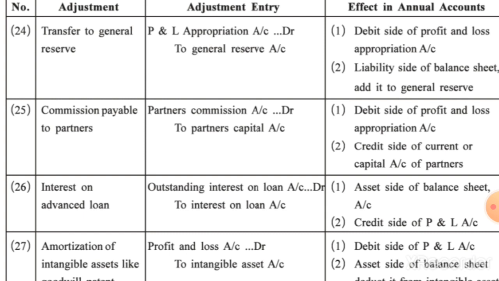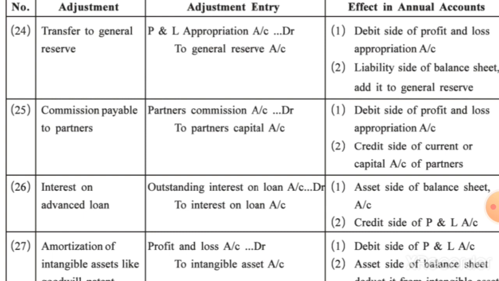25th adjustment, that is commission payable to partners. So any kind of salary, commission or bonus that is payable to the partners, always it will be having effect in P&L appropriation account. Okay, so partners commission account debit to partners capital account credit. So first effect, it would be an expense for the firm because that much amount of commission firm has to pay to the concerned partner. So first effect, that would be debit side of P&L appropriation account, and the second effect, that is credit side of current or capital account of partners.